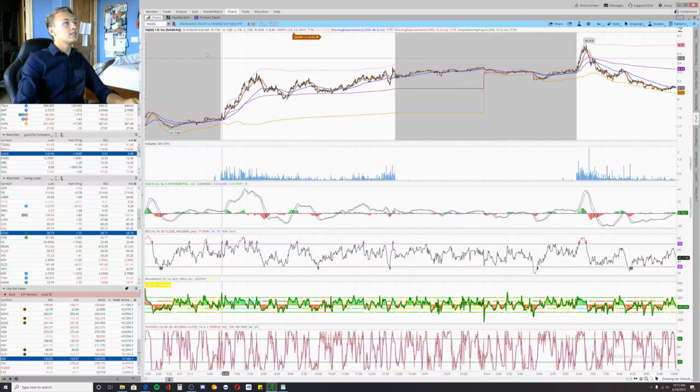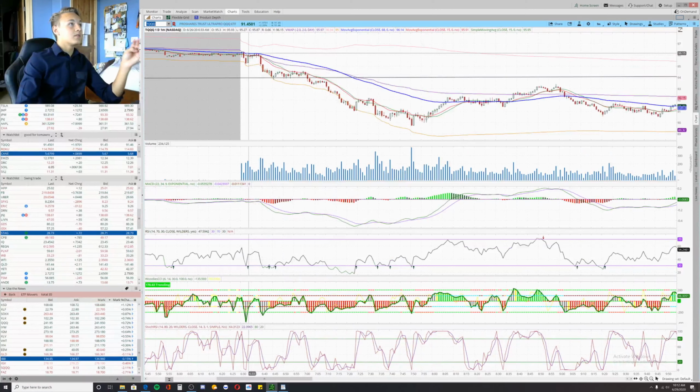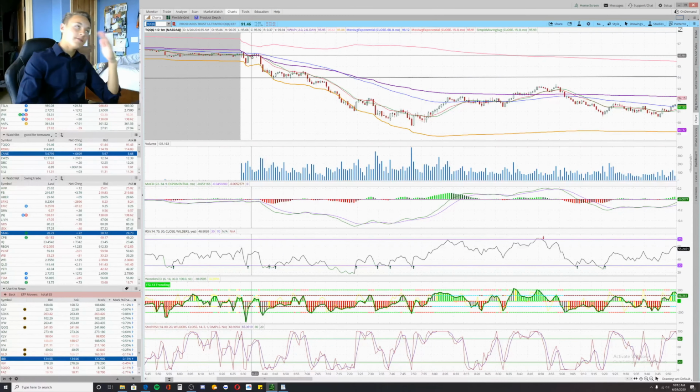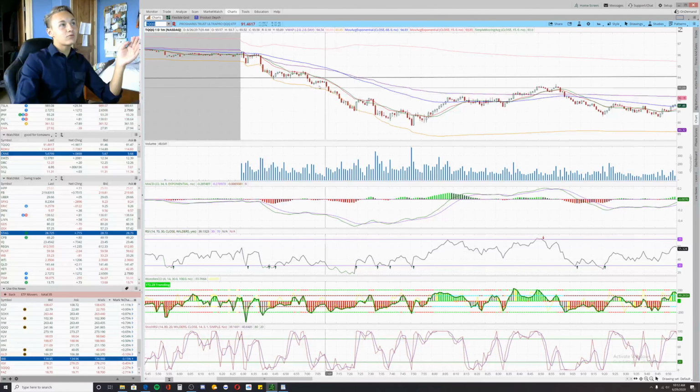So you can see SQQQ is shorting the market, and TQQQ is following the market, and they're both leveraged. So you can see here, the 15 EMA and the 15 SMA, they have a consistent downward trend, and they really don't go above the 15 SMA, all right? They don't go above it.